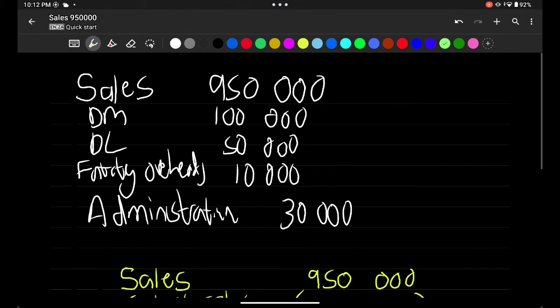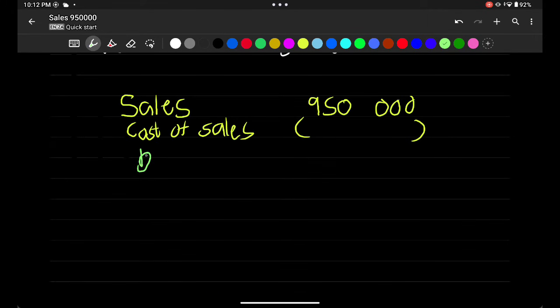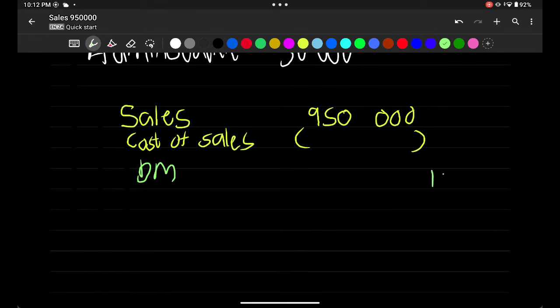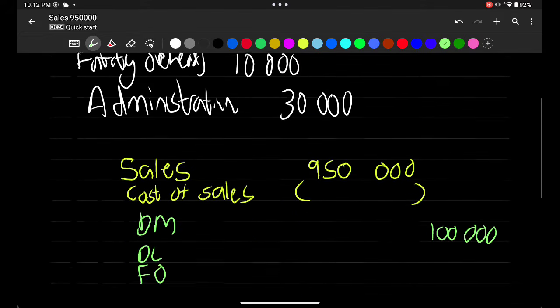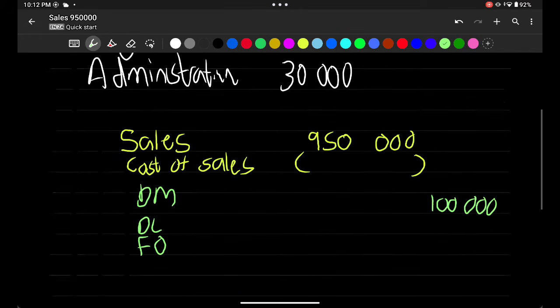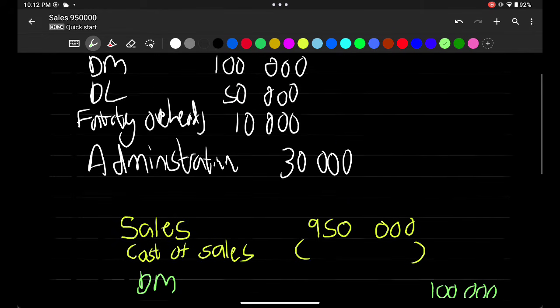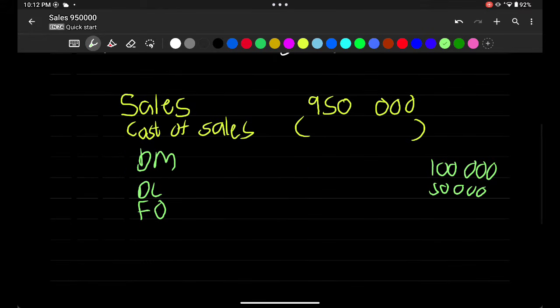So what is your total product cost? Product cost is three things: direct material, direct labor, and factory overheads. So I'm just going to put direct material, the amount is going to be 100,000. I'm going to put it on the right hand side, I don't want to confuse it. Then you've got direct labor, then you've got factory overheads. Now obviously you write it in full, but I'm just doing it for time's sake. So 50,000, and then 10,000. Okay, so what you now have here is the total amount of products manufactured.